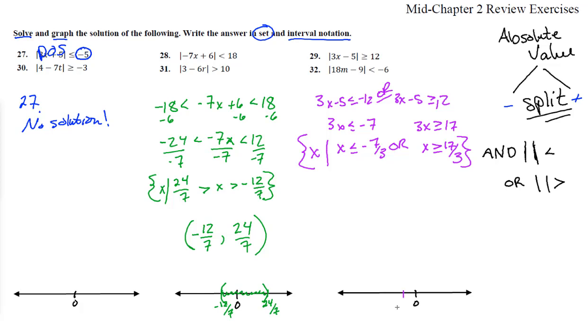Graph down here, we are at negative 7/3 there, and we're smaller than that with an inclusion of that endpoint. And then 17/3 is up here somewhere, looks like about 5.666, something like that. Interval notation then goes from negative infinity up to negative 7/3, including negative 7/3, we never hit negative infinity, union, that's equivalent to the OR statement, to 17/3 to infinity.